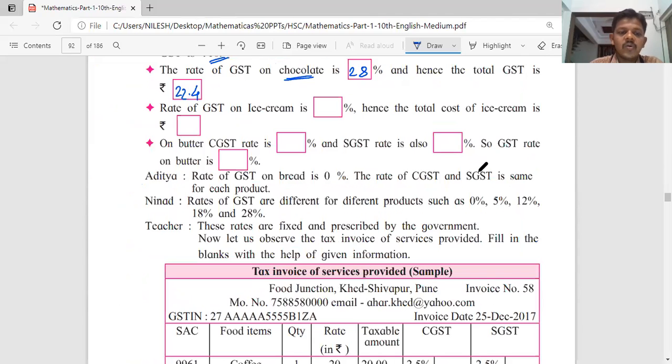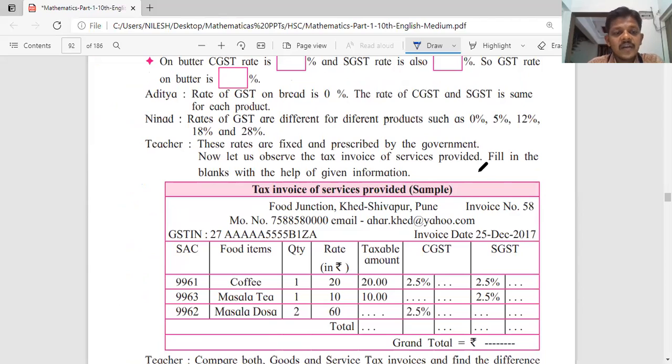Okay. So now see, the rates of GST are different for different products, such as 0%, 5%, 12%, 18% and 28%. These rates are fixed and prescribed by the government. The government decides kaun se product pe kitna tax lena hai, 0% mein kisko dalna hai, 5% mein kisko hai, 12% mein kisko hai, 18% and 28%.